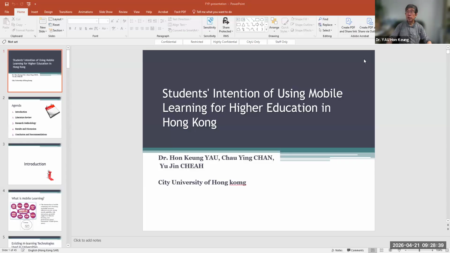I'm going to present my paper. The paper title is "A Student Intention of Using Mobile Learning for Higher Education in Hong Kong."